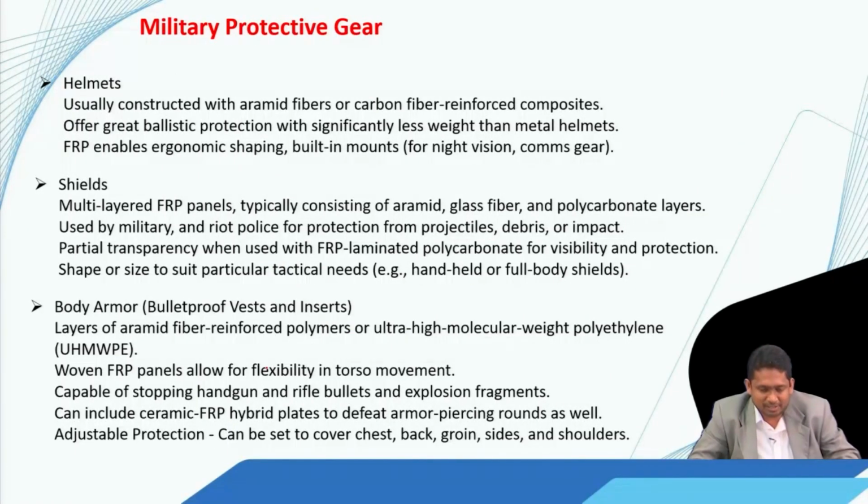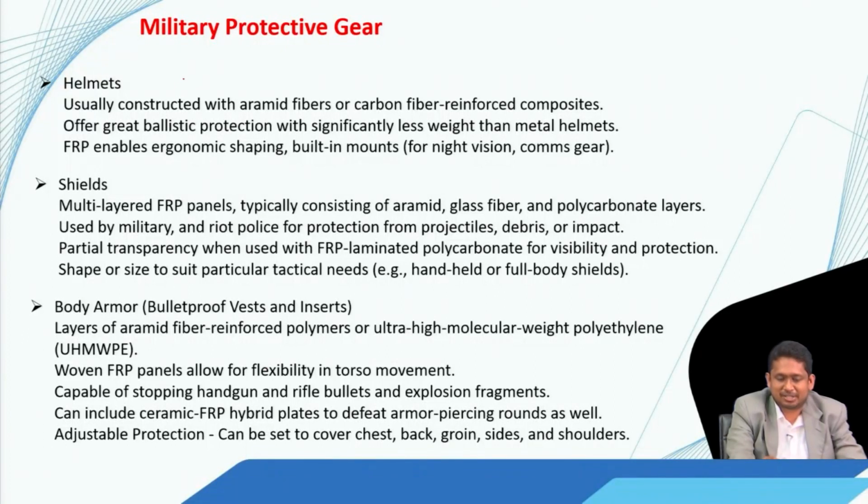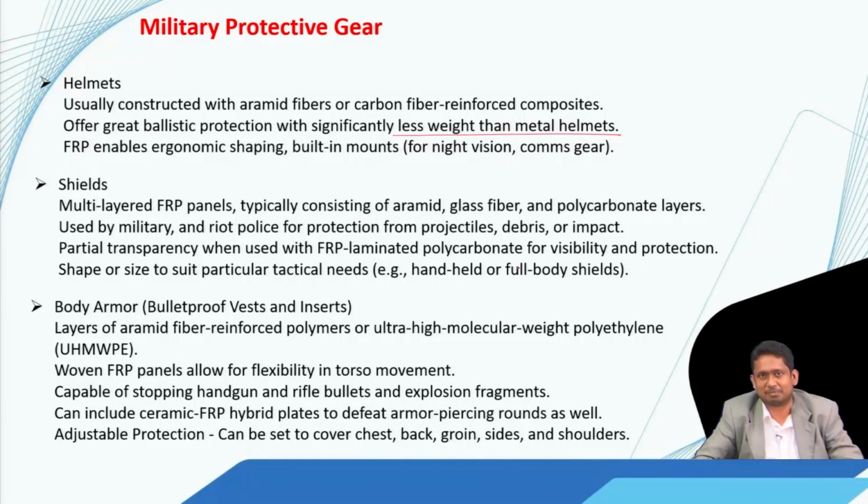Then let us come to another application, military protective gear. In military protective gear, composites are used mainly because of their impact resistance and light weight. Helmets are made of aramid fibers or carbon fibers. It gives better ballistic protection with significantly less weight. So we get more protection, but with more comfort.